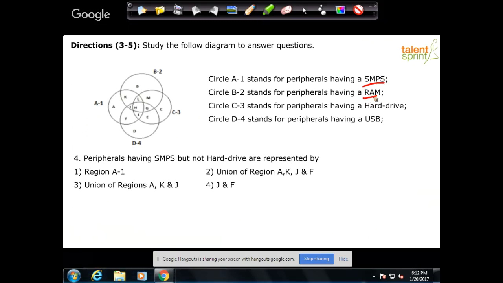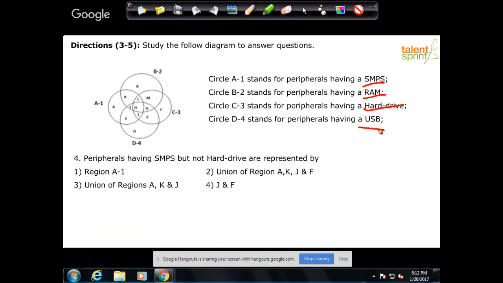Circle 2, B stands for RAM. Circle 3, C stands for hard drive. Circle 4, D stands for USB. Now, let us see what the question is asking us. Peripherals that have SMPS but not hard drive.